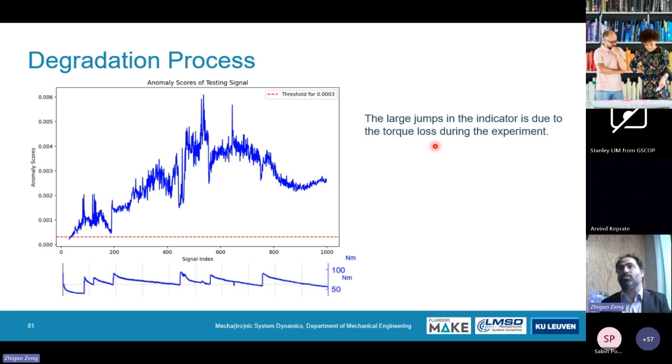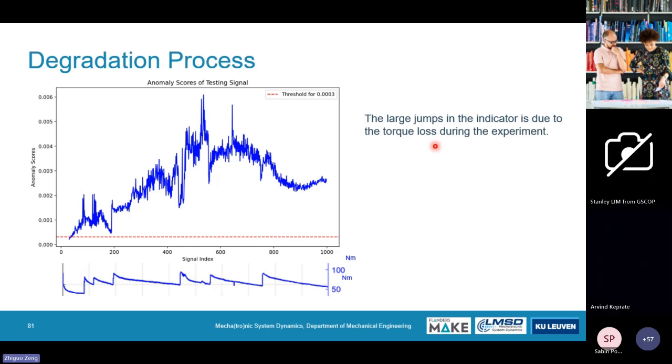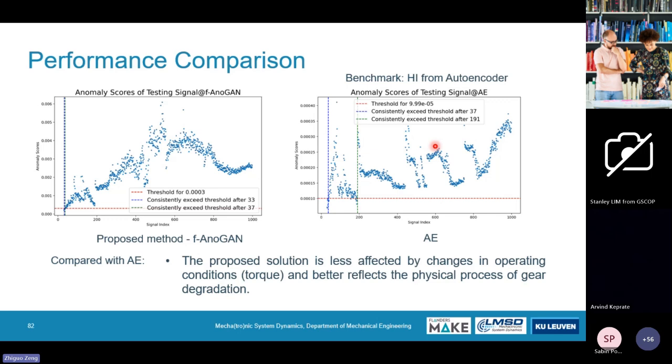We still see in the indicator a number of peaks. The problem is that in specific tests, there was a continuous loss of torque. So you see here that from time to time there is a torque loss, and they should stop the test and readjust the torque. This results in these drops because they are not steady operating conditions. Until now, we have not taken into account the different operating conditions. Based on the proposed methodology, we have these anomaly scores and a threshold, and if we compare it with a simple autoencoder, we see that this methodology works better.